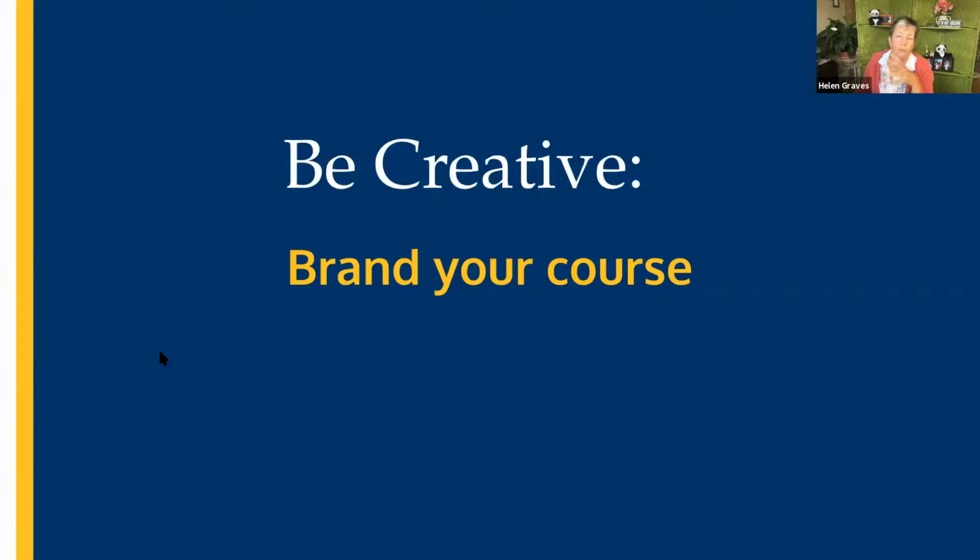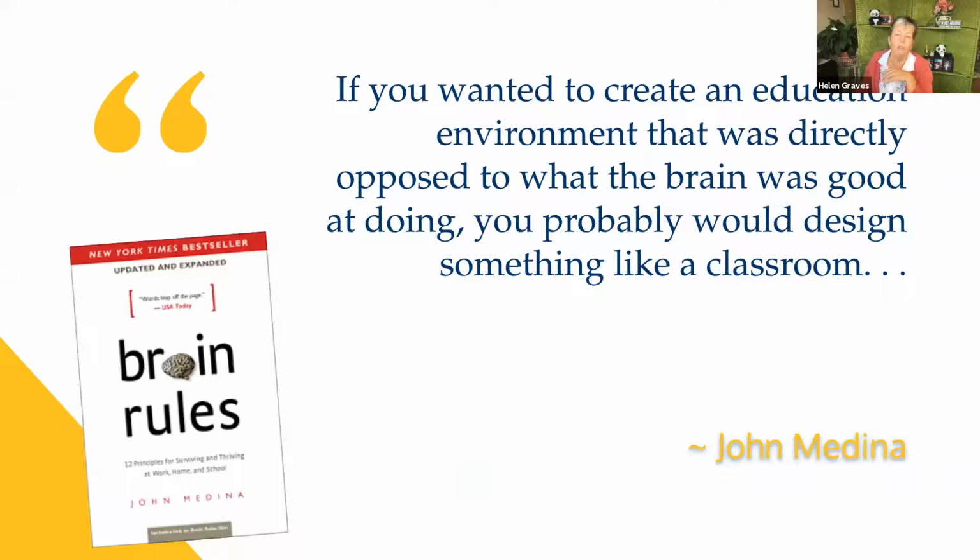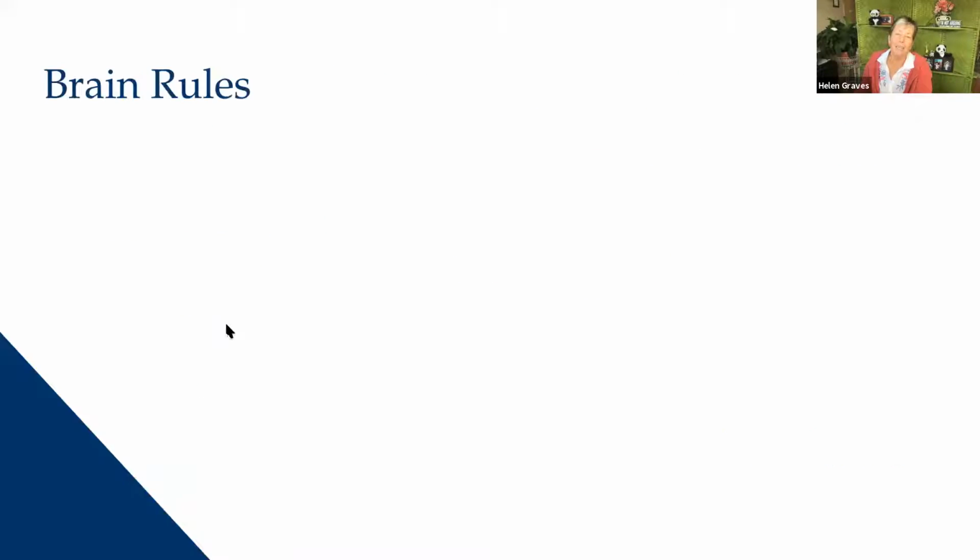So the first strategy is what I call branding. There is a terrific book called Brain Rules by John Medina. His thesis is that if you wanted to create an environment diametrically opposed to how the brain learns best, you'd create something very much like a classroom. And that's kind of a scary thought. He then presents 12 principles, brain rules, as he calls them, based on how we know the brain works.